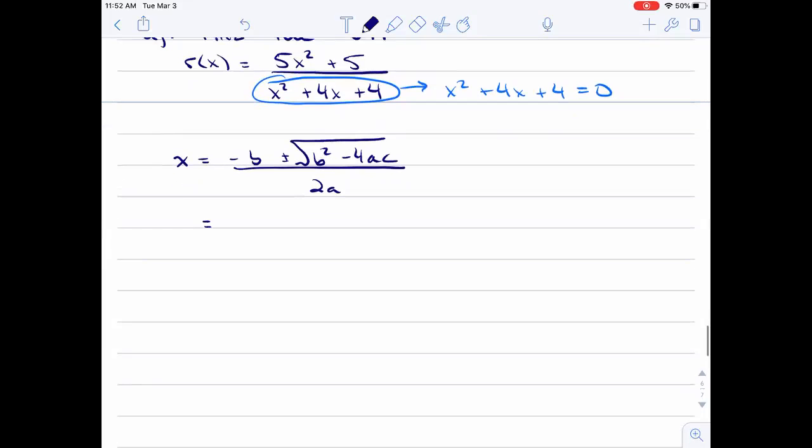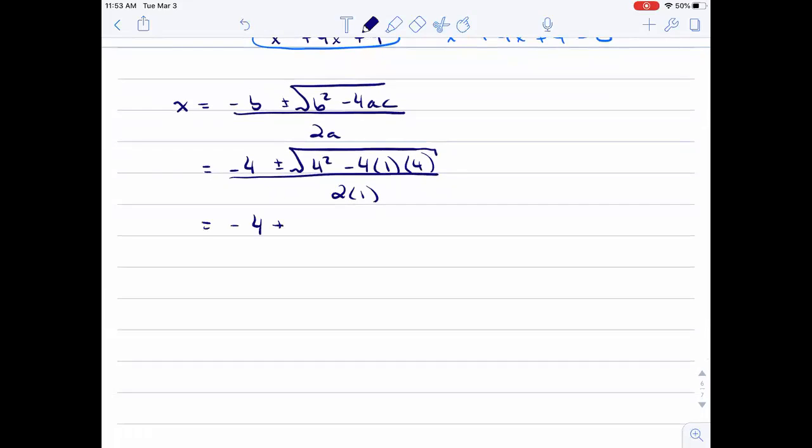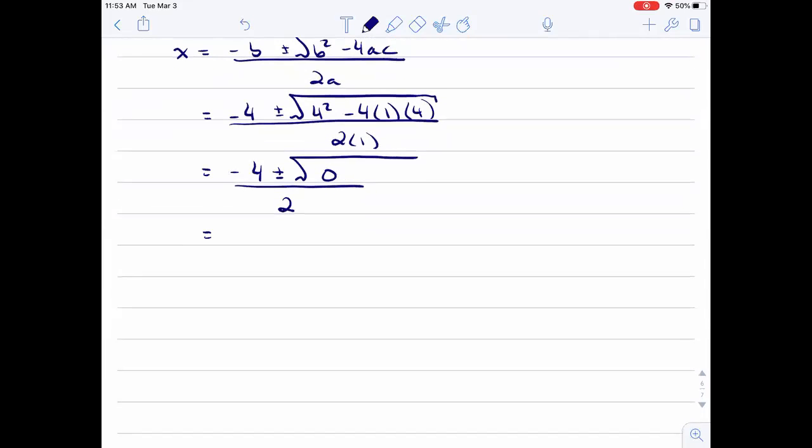In our case, our b is 4, so negative 4 plus or minus the square root of 4 squared minus 4 times 1 times 4, over 2 times 1. So we get negative 4 plus or minus the square root of 16 minus 16, which is 0, over 2. So I get negative 4 plus or minus 0 over 2, putting me at negative 2 and negative 2.